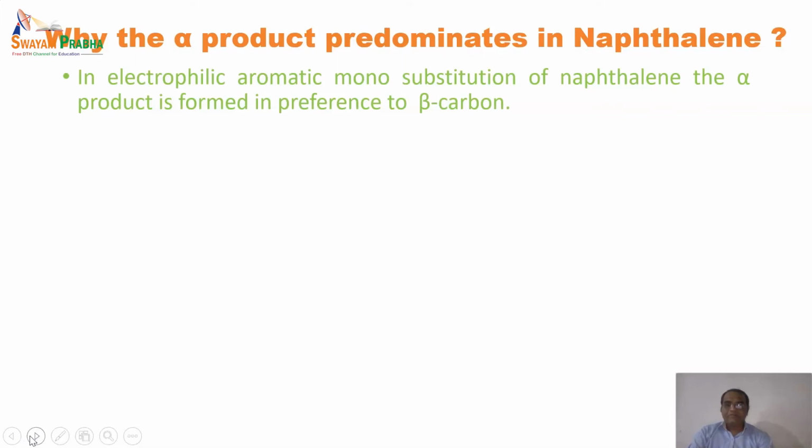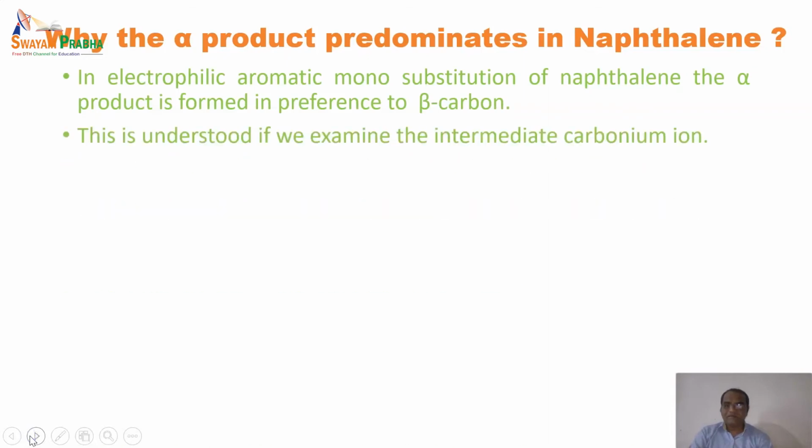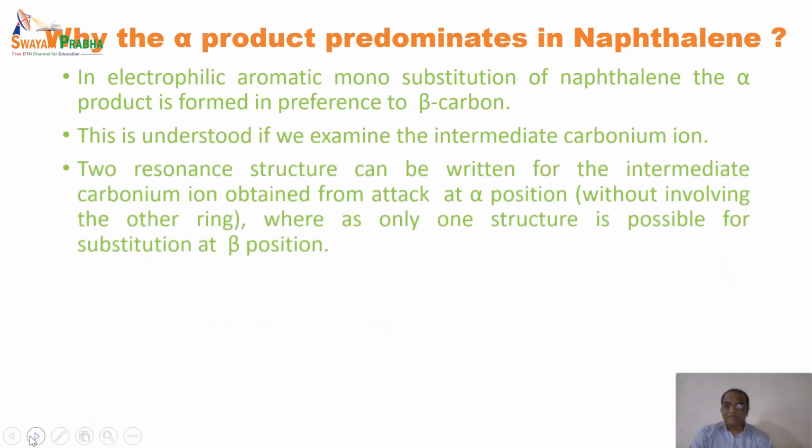In electrophilic aromatic monosubstitution of naphthalene, the alpha product is formed in preference to the beta product. This is understood if we examine the intermediate carbonium ion. Two resonance structures can be written for the intermediate carbonium ion obtained from attack at the alpha position without involving the other ring, whereas only one such structure is possible for substitution at the beta carbon.